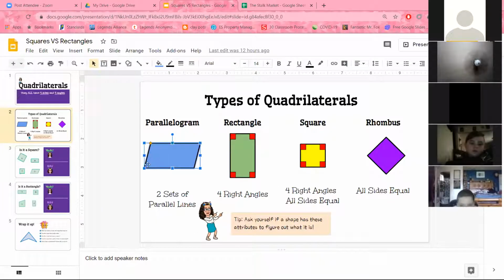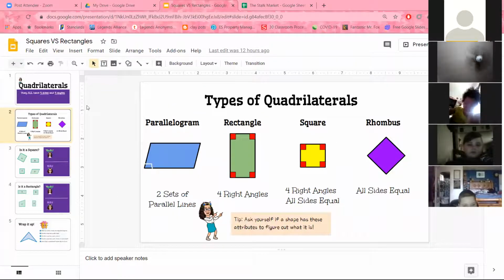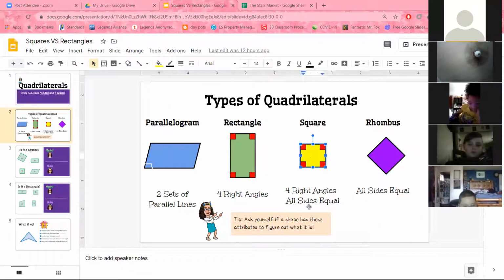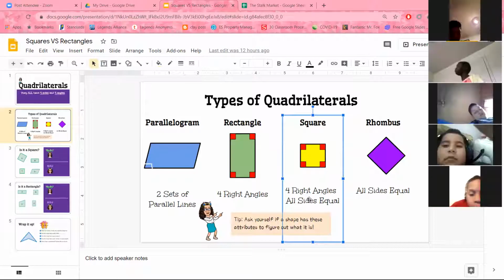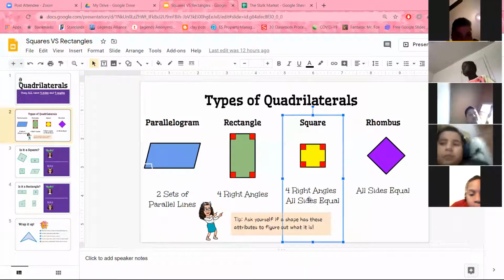If I try to do that over here, let me show you. There we go. That's not a square. That makes a quadrilateral, but that's not a square, because a square is this. Who can read me the attributes of a square?